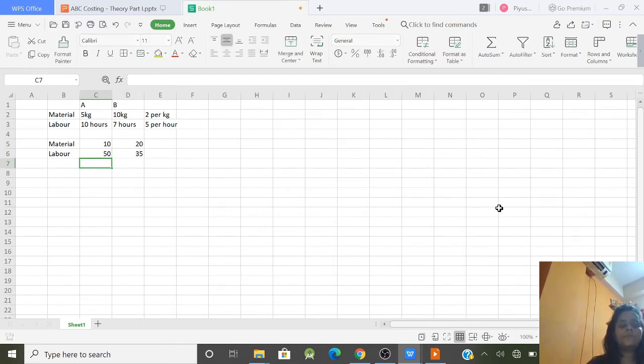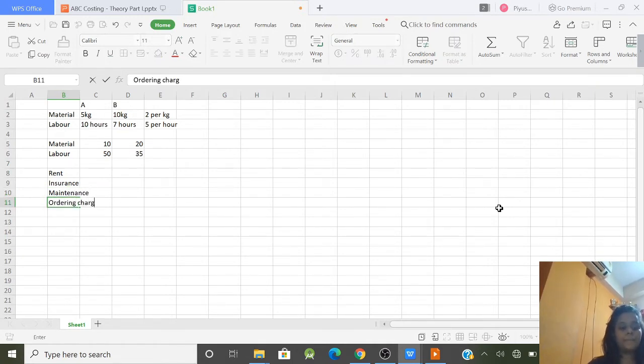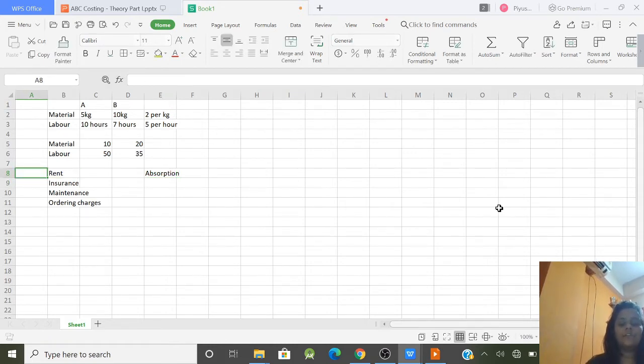But the real problem comes in apportionment of the common costs such as rent, insurance, maintenance, ordering charges, etc. So, earlier what used to happen under absorption technique, say the total rent paid for a warehouse was 10,000 rupees. This common cost was apportioned between the two products on the basis of a standard parameter, say the labor hours.